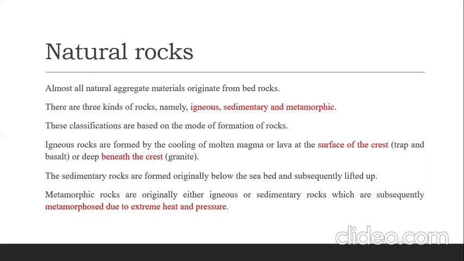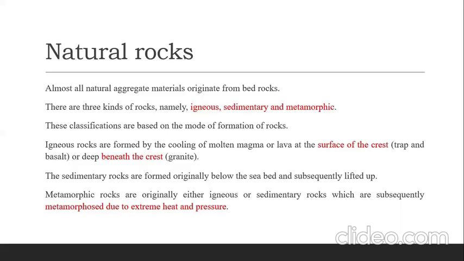So second is sedimentary rocks. Sedimentary rocks are formed by deposition of other materials. So in the case of ocean-based or sea-based things, sediments will be deposited layer by layer. So each sediment will be deposited over the other sediments. As the days pass by, due to the temperature and pressure, the rocks will be created. These types of rocks are called sedimentary rocks.